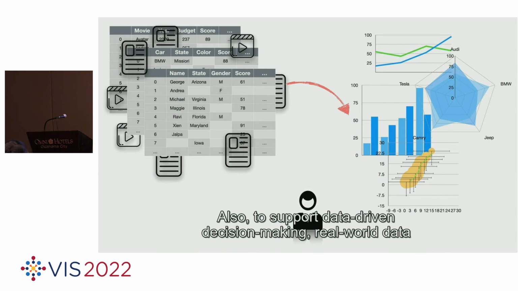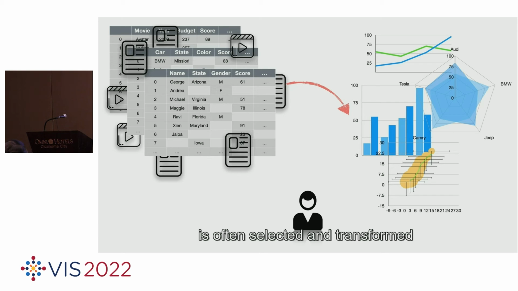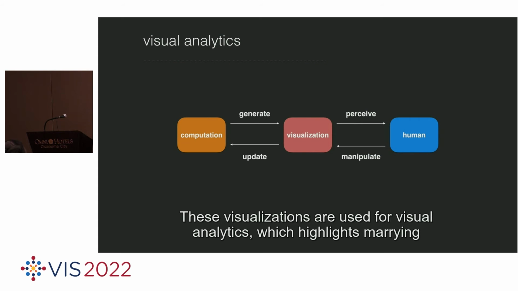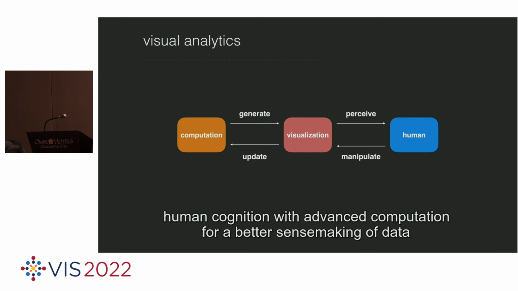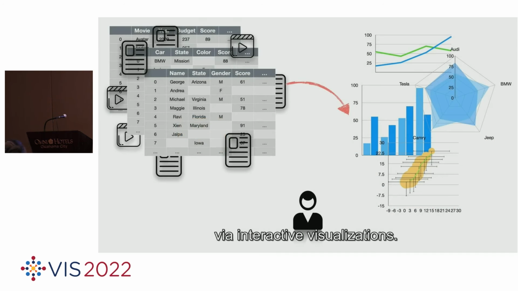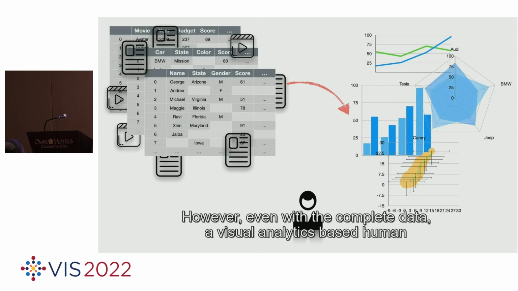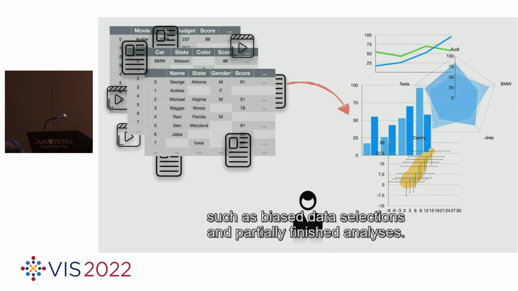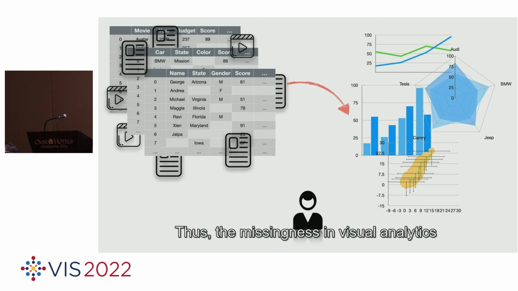Also, to support data-driven decision-making, real-world data is often selected and transformed into various types of visualizations. These visualizations are used for visual analytics, which highlights marrying human cognition with advanced computation for a better sense-making of data by interactive visualizations. However, even with the complete data, a visual analytics-based human sense-making process can still involve missingness, such as biased data selections and partially finished analysis. Thus, the missingness in visual analytics seems more than just the incomplete data.